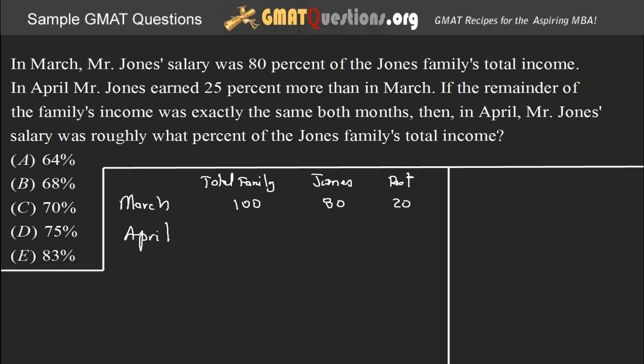Okay, so this is the rest. I don't know if you can read it. The rest of the family right here. In April, we are told that Jones earned 25% more than in March. Now, we need to know how to calculate 25% more of 80. First, what is 25% of 80?